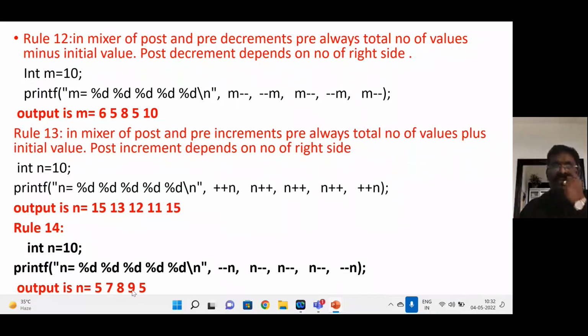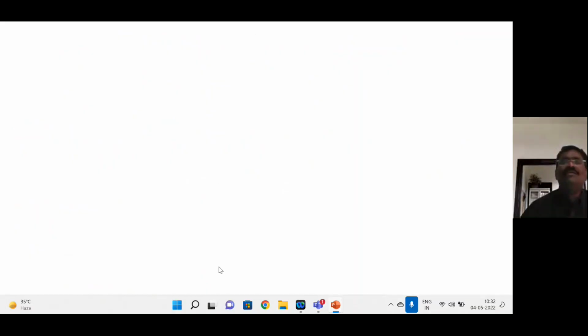And the next one, when it comes to this, on the right side 2 decrements are there. So that's why you can get 8. And because it is a post decrement, n minus minus are the same thing. So whatever is in that place, we use the same thing like this.